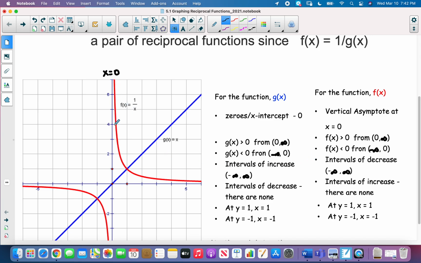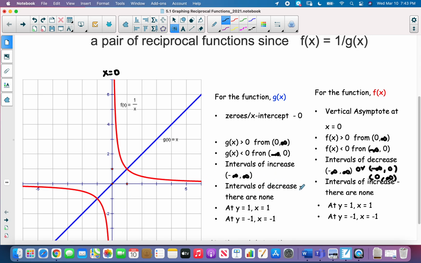Now looking at the red graph for the intervals of decrease, you can see that as you go from left to right, the function is decreasing from negative infinity to 0, and it is also decreasing from 0 to positive infinity. So you could say there is no interval of increase, but there are only intervals of decrease. And some people might say it's decreasing from negative infinity to positive infinity, but actually there is a break here at x equals 0. So another way of writing this would be it's decreasing from negative infinity to 0, and then from 0 to positive infinity, stating that there is a break that's happening at 0.